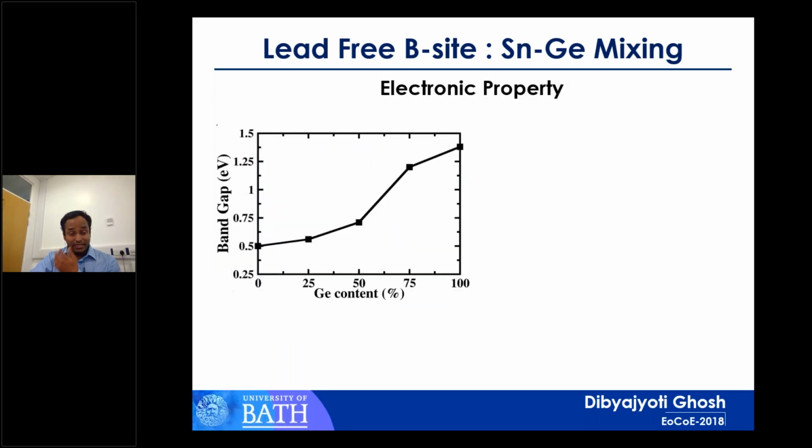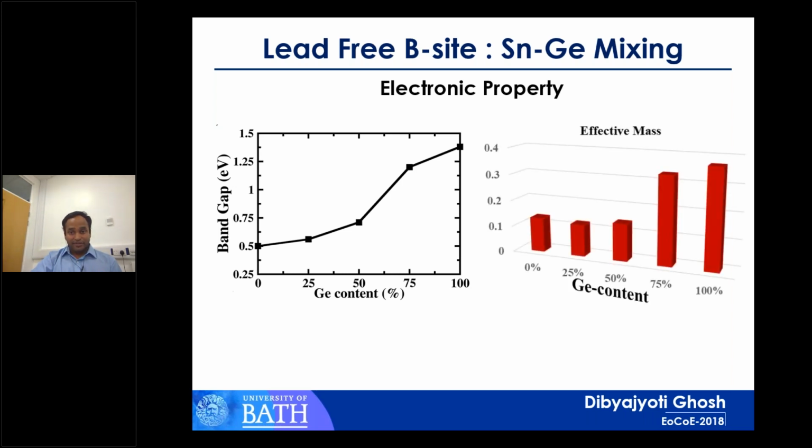But interestingly, when we replace tin with germanium, we find tuning of the band gaps, and this band gap tuning can be really interesting for different purposes, like tandem solar cells, where you can have different band gap materials in different layers to absorb different spectra of the sunlight. We also calculated the effective mass and found that only tin compounds give pretty small effective mass.